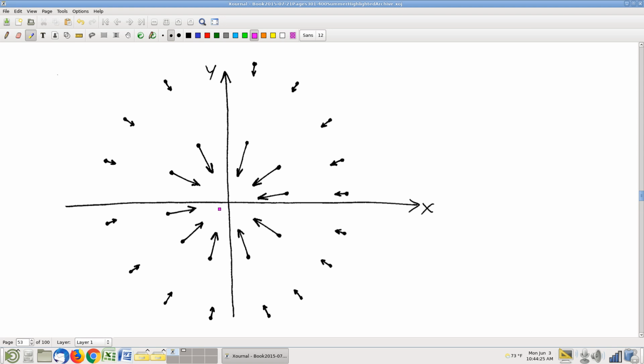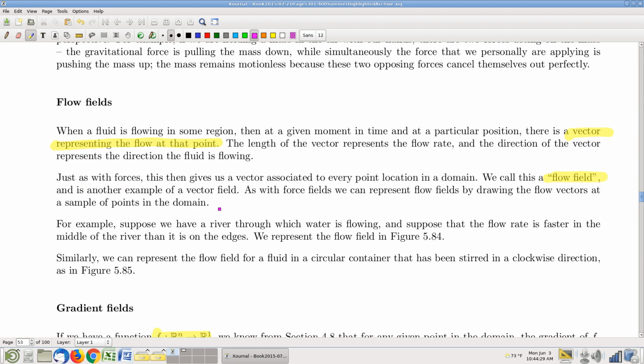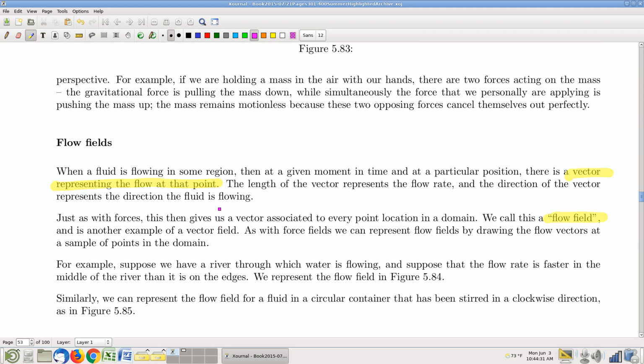Okay. All righty. Now, I want to move on to a completely different physical scenario. I don't want to represent forces anymore. I want to represent a completely different thing. This is what I'm going to call a flow field. And the idea is, let's imagine a fluid where there is a flow of the fluid.